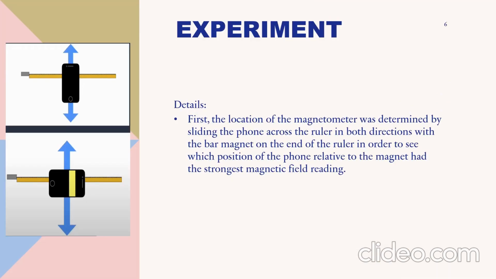So first, we oriented our phone to be oriented with magnetic north, meaning that we found the angle at which the x value was 0. Then we found the location of the magnetometer in the phone by sliding it, first oriented horizontally across the ruler and then vertically, and found the location at which the field had the strongest reading.